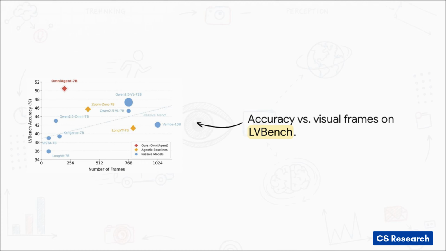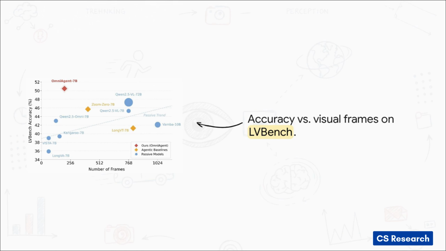Now, look at this plot for the extreme long video benchmark LV Bench. This is a fascinating visual. See all those massive blue bubbles clustered together? Those represent the massive traditional passive models. As you can see by their position on the x-axis, they require hundreds and hundreds of frames just to function, and their accuracy on the y-axis is kind of middling.